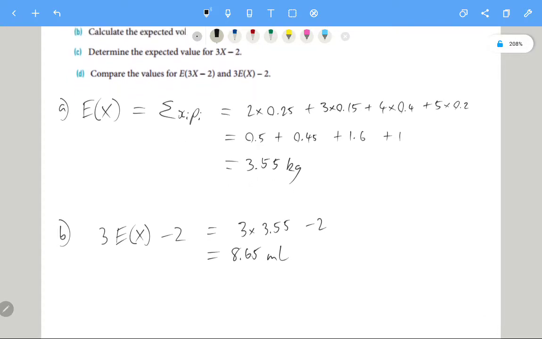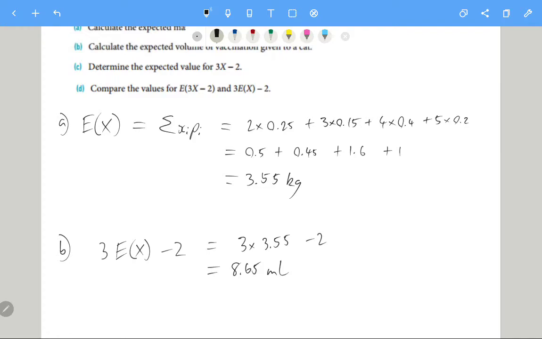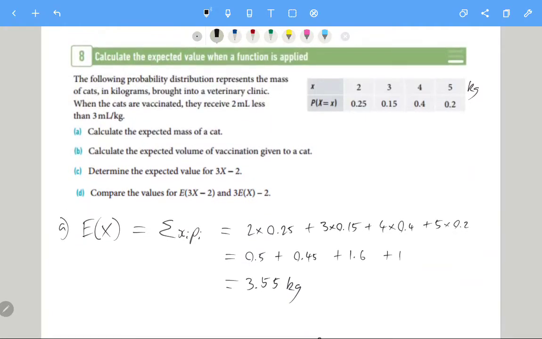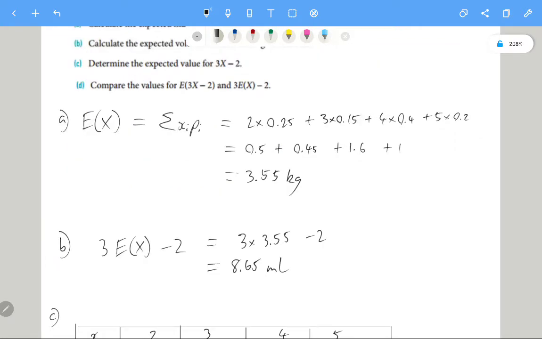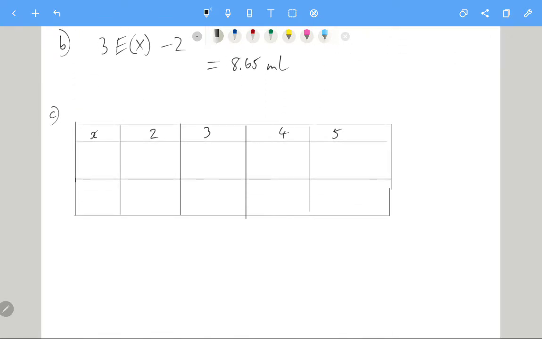Alrighty, so from here, they want to determine the expected value for 3x minus 2. So let's actually work out how we would do this. How would we actually work out the expected value for that? So first of all, let's just set up a quick table, and let's now just work out what 3x minus 2 is. So for the first one, it'd be 3 times 2 minus 2, 6 minus 2, which is 4. Next one will be 3 times 3, minus 2 is 9 minus 2, which is 7. Then you get 3 times 4 minus 2, 12. Alright, this is just a sequence.